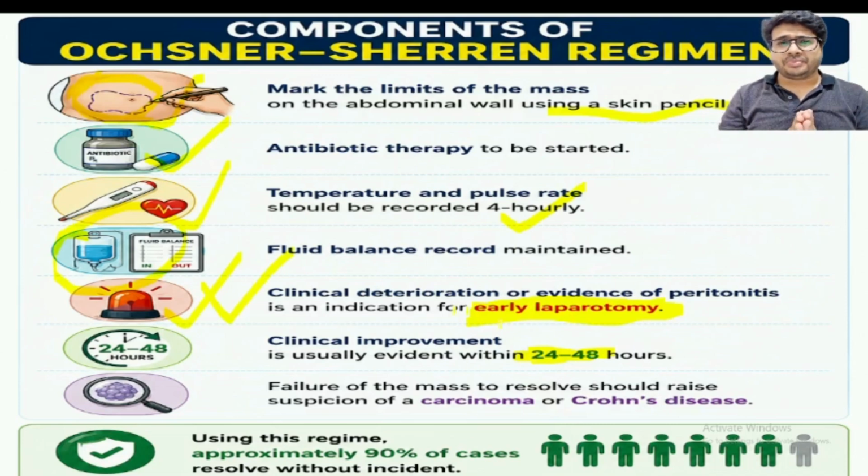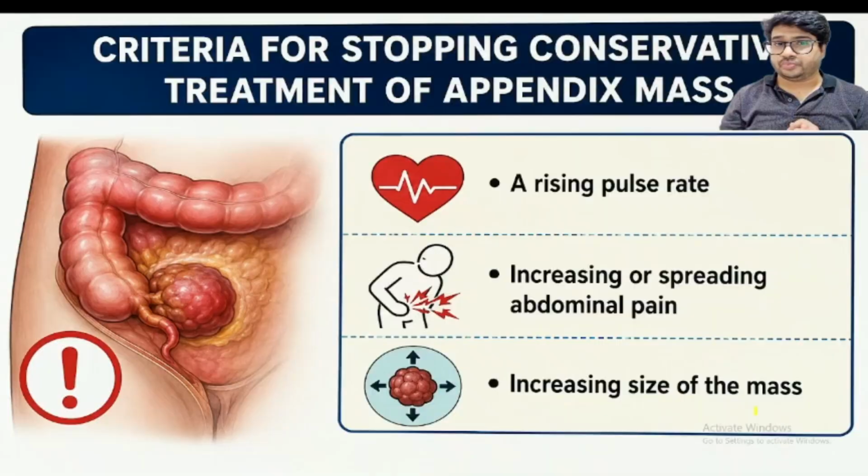Okay, so if the lump is not resolving, you should suspect a carcinoma, or Crohn's disease can also be the finding. Now, what are the endpoints for stopping the regime? If the pulse is rising, that is, the patient is not improving; if the pain is increasing, the abdominal pain; and if the size of the lump or the mass is increasing or the lump has disappeared, obviously, then you have to stop it.